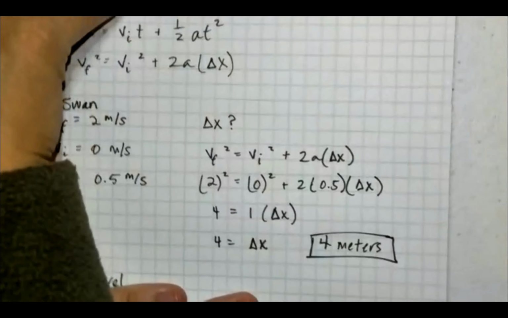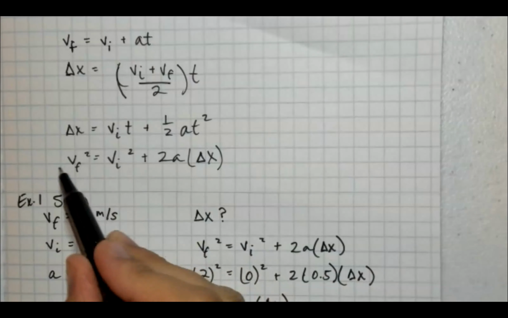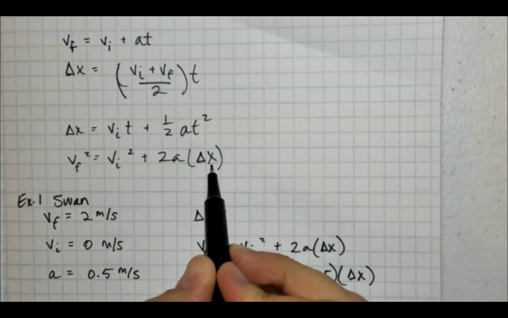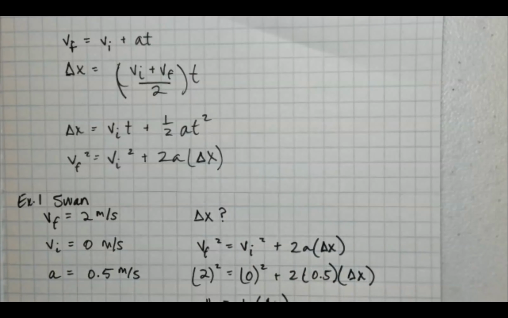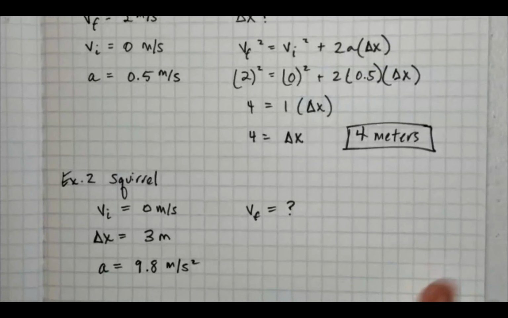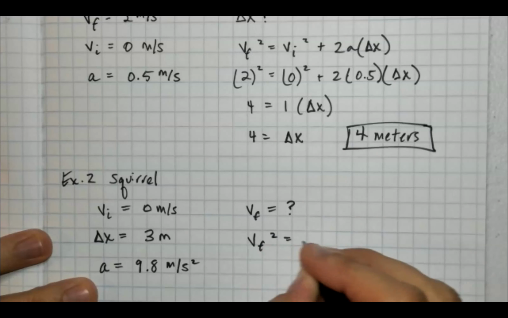much like the last one. And so we are looking for something with final velocity, initial velocity, acceleration, and distance. Okay, so we're actually going to use the same equation that we did for our problem with the swan.